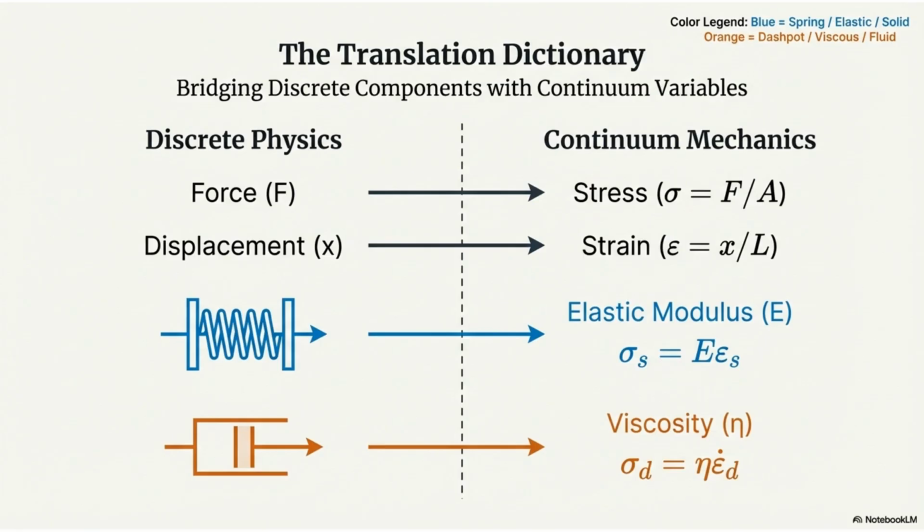First, let's establish a translation dictionary. We bridge discrete physics concepts like force and displacement with continuum mechanics variables such as stress and strain. The spring translates to elastic modulus, and the dashpot corresponds to viscosity.